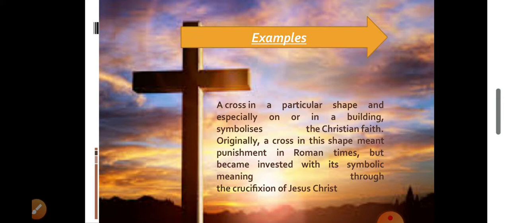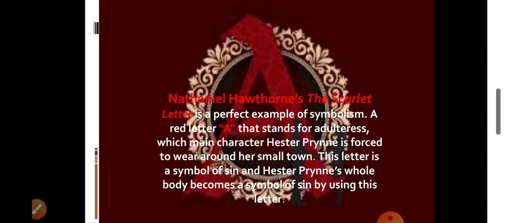Now let's move on to the examples. First, there is the example of a cross, which in particular is a shape, especially one meant on a building or at some place. It symbolizes Christian faith. Originally, a cross in this shape meant punishment in Roman times, but it became invested with its symbolic meaning through the crucifixion of Jesus Christ. So, after the crucifixion, it became the symbol of Christianity. Before that, it was just a symbol of punishment in Roman times.